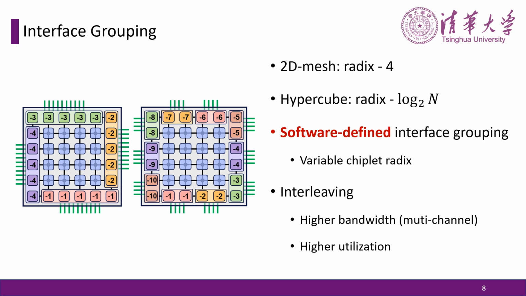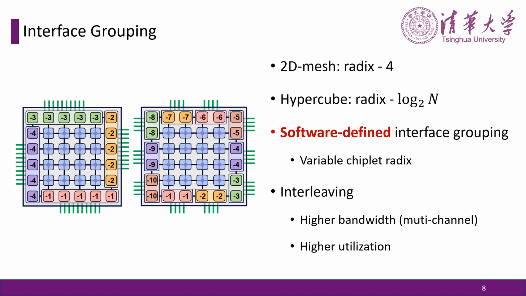Okay, let's see how we can make the topology variable. Each chiplet has multiple external links. To better use these links, we adopt a method called interface grouping to cluster the adjacent edge nodes into several groups. For all physical interfaces in a group, we treat them as a single software-defined interface and always connect it to the same size interface on another chiplet.